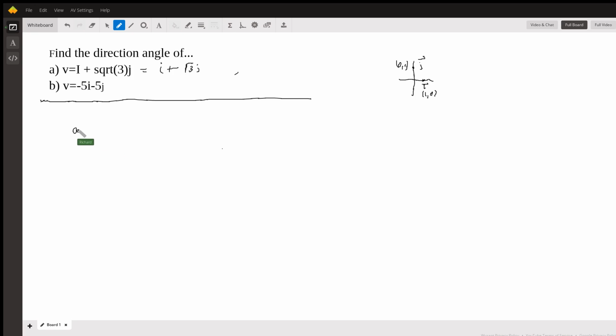Let's do part A first. So we're moving 1 to the right and then root 3 up. So let's just draw a right triangle here. This is a 1 and this is root 3. Okay, so we need to find this direction angle here.